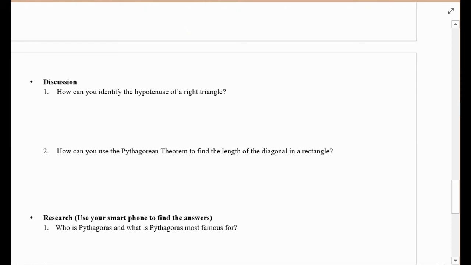This question: how can you identify the hypotenuse of a right triangle? What is the hypotenuse of a right triangle, everyone? I said it is facing the right angle. So I'm going to say the longest side facing the right angle.